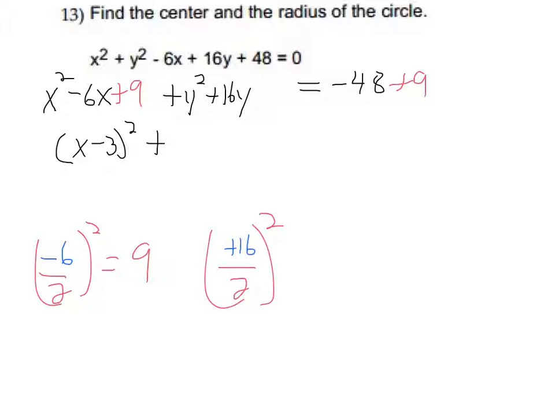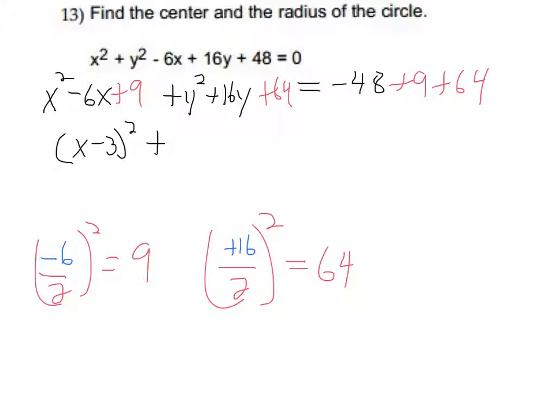So we take the coefficient, let me just recap for my own benefit. We take the coefficient of the y and always divide by 2 and square. Same thing we did on the x, divide by 2 and square. That's always the operation you do to get the perfect number that completes the square. In this case, that would be 8 squared, 64. So we add 64 to both sides.